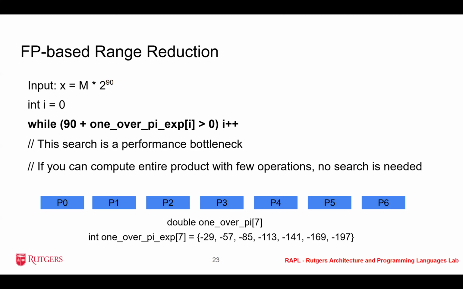If we were able to compute the full product using all the bits of 1 over pi we're maintaining, using only a small number of operations without any loss in precision, we wouldn't need this search to begin with. Integer representations offer a larger amount of precision compared to their floating point counterparts, and as such, we decided to explore an integer-based alternative.